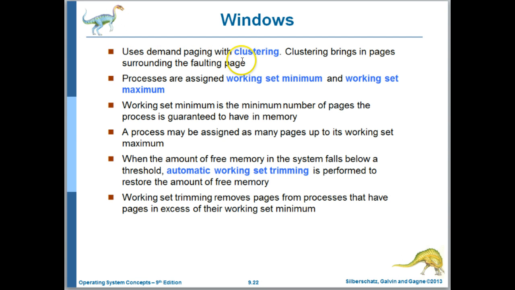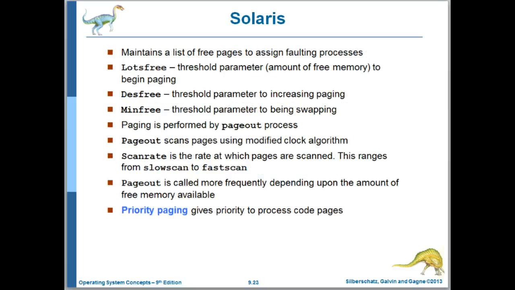So let's briefly look at Windows and Solaris examples. Windows uses this notion of clustering, which brings in pages surrounding a faulting page as a kind of pre-paging. And note that when the amount of free memory in Windows falls below a certain threshold, then the working sets are trimmed in order to increase the amount of free memory. Solaris has a page out process that uses a modified clock algorithm in order to help maintain a certain number of free frames.